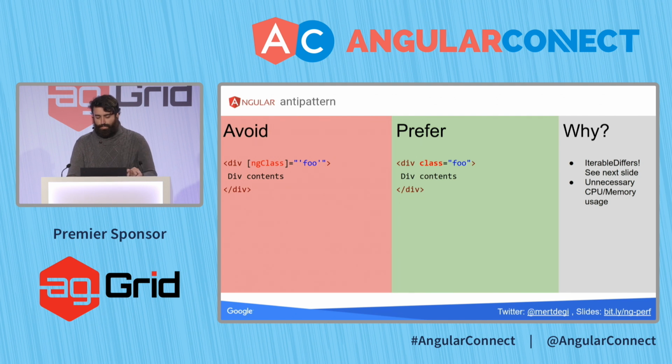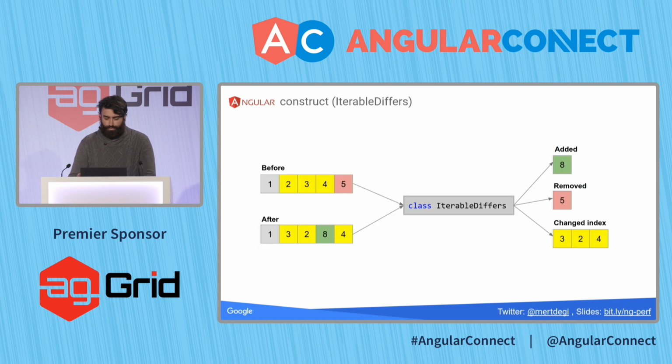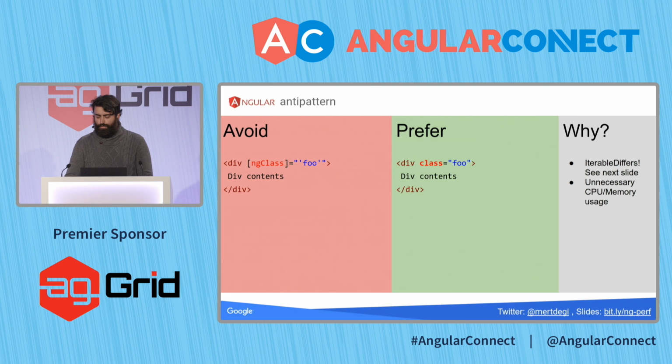Why is ngClass bad in this case? Let me back up a little bit and explain how ngClass works. ngClass, like ngStyle, ngFor, and a lot of other built-in Angular directives, uses this helper class called IterableDiffers. What IterableDiffers does is that it tries really hard to compare two arrays and see what has changed. So if you have two arrays like that before, it finds if something's been added, removed, or if it just changed index. It uses complex data structures to achieve this. But like in the previous example, you don't always need this.